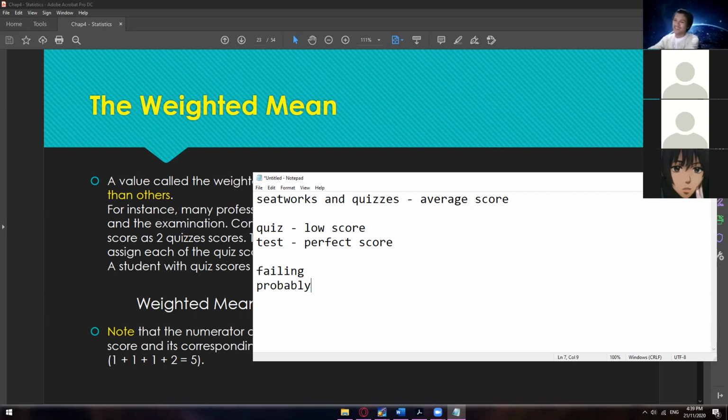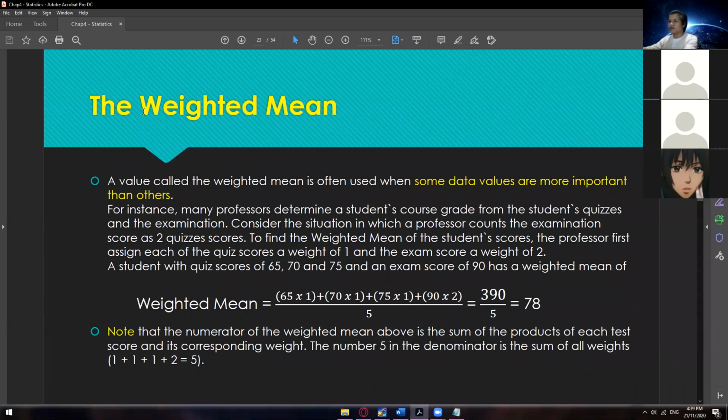All right, so probably, because as you all know, the passing score in UC is 60%. So your exam score is 50%. And let's say your low score here is only 3% out of 25%. And then your average score here is half of 25%, which is 12.5%. So 12.5 plus 50 is 62.5. So you've already passed, with a grade of more or less 80. So in weighted mean, it's not just the count of numbers.